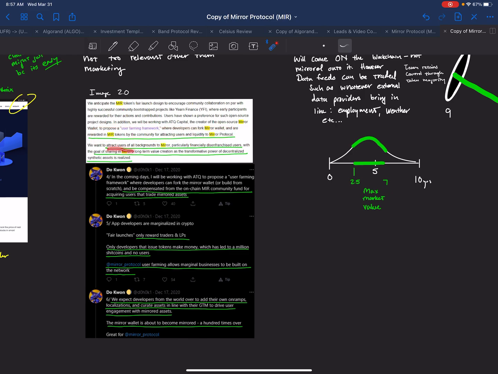We want to attract users of all backgrounds, particularly financially disenfranchised users. The goal is sharing MIR's long-term creation as a transformative power of decentralized synthetic asset realization. So basically, compensating developers from the on-chain MIR community fund for bringing in users.